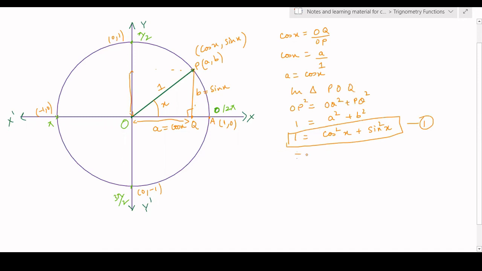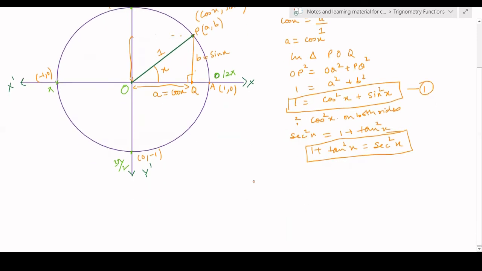Let's divide both sides by cos squared x. Dividing cos squared x on both sides, 1 over cos squared x gives you sec squared x. Cos squared over cos squared gives you 1. Sin squared over cos squared gives you tan squared. So 1 plus tan squared x gives you sec squared x. That's another identity that we have.